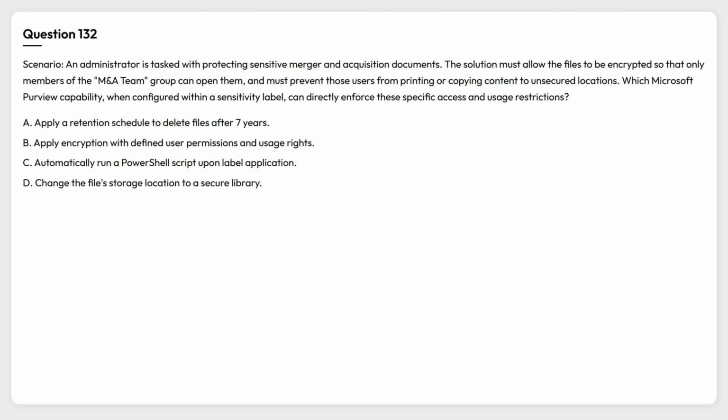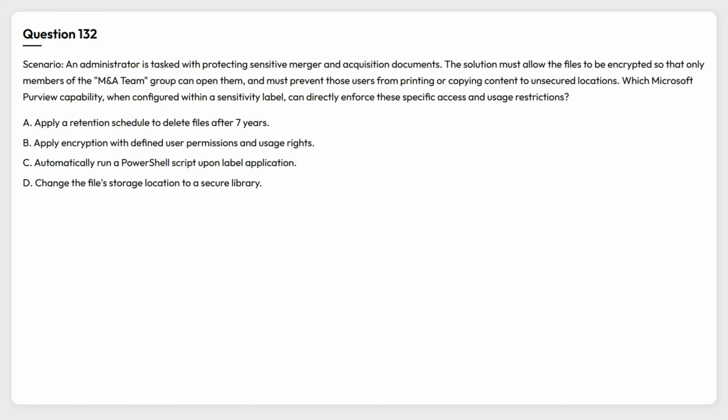Question number 132. Scenario: an administrator is tasked with protecting sensitive merger and acquisition documents. The solution must allow the files to be encrypted so that only members of the M&A team group can open them, and must prevent those users from printing or copying content to unsecured locations. Which Microsoft Purview capability, when configured within a sensitivity label, can directly enforce the specific access and usage restrictions?